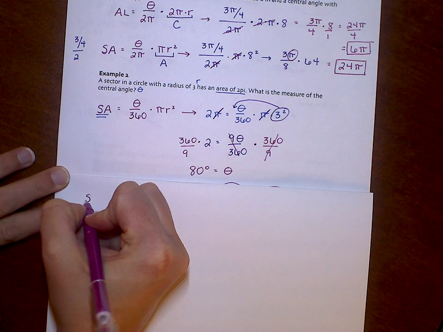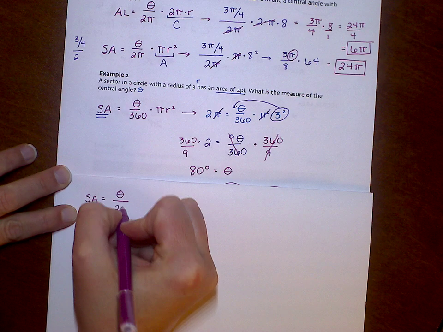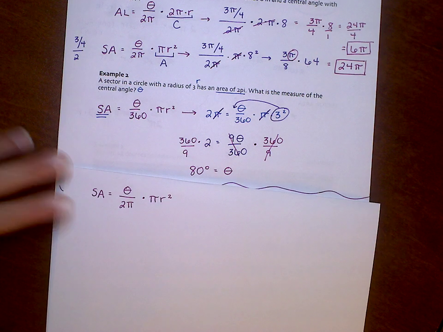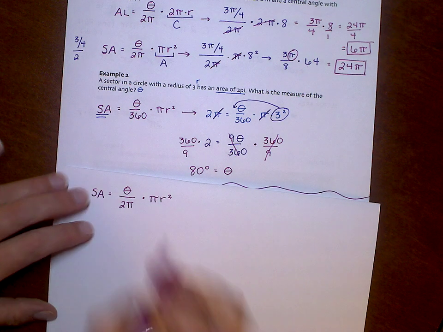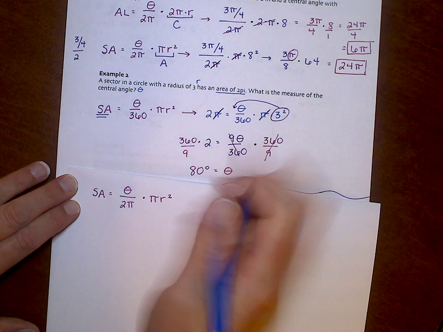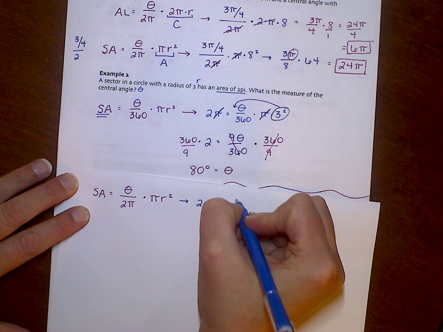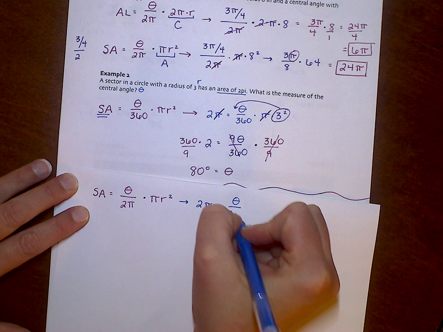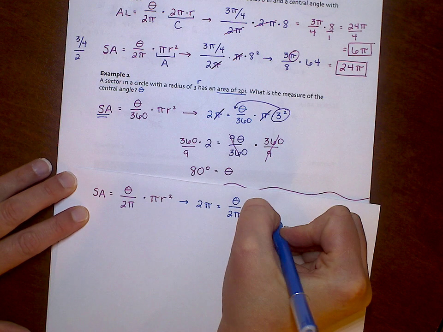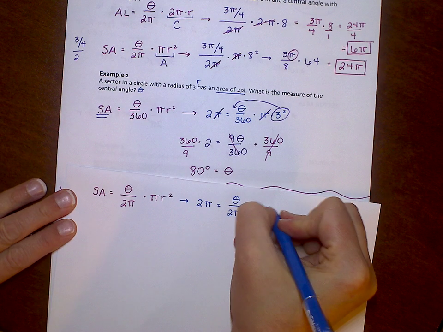I'm going to start with sector area, except this time I'm going to set it up as theta over 2 pi times pi r squared. I would recommend always writing out this formula first before you start. And so then I'm filling in, just like before, I know my sector area is 2 pi equals theta over 2 pi times pi times, oh, not 9 squared, sorry, 3 squared, which is 9. Okay, just want you to see where I'm putting the numbers.